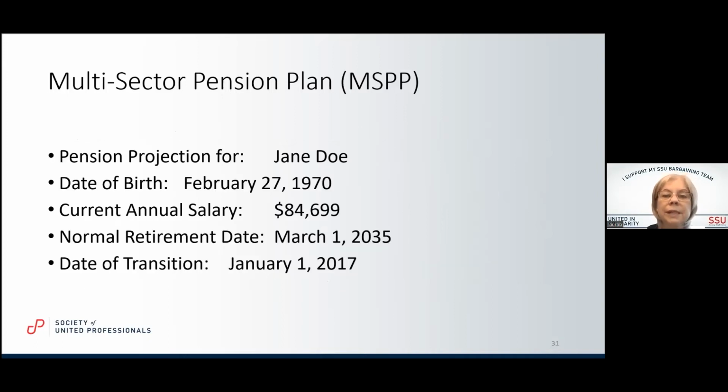This is really interesting stuff. This is an example of an analysis that was done by an actuary for a real employee whose name is not Jane Doe. We at the Society asked the actuary to compare retirement outcomes under a defined contribution plan with outcomes under the multi-sector plan under various investment return scenarios. This slide is the basic information required for that analysis.